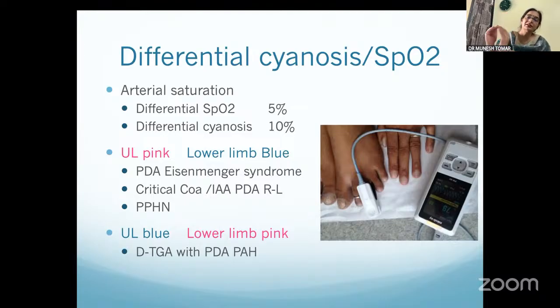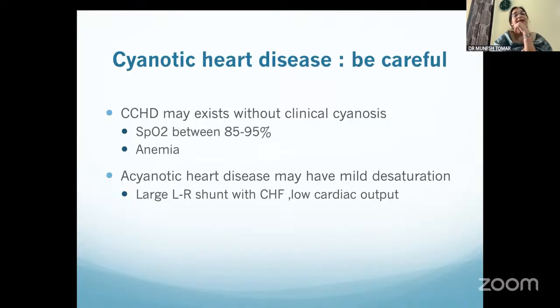Anything below the arch level, whether it is coarctation of aorta or PDA right to left shunt, we will miss if we don't feel the pulse and do not check the saturation in the lower limb. In cyanotic heart disease, we need to be careful, because the more serious the heart disease, the lesser the murmur. There can be cyanotic congenital heart disease without clinical cyanosis: as I said, between 85 and 95% there will be no clinical cyanosis, or if there is anemia, the cyanosis will be missed. So these are the cases where we say cyanosis doesn't mean clinical cyanosis. Cyanosis means low oxygen saturation, and that obviously you need to check with the pulse oximeter.